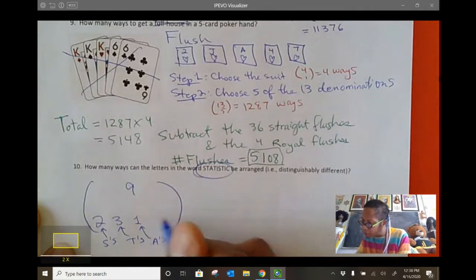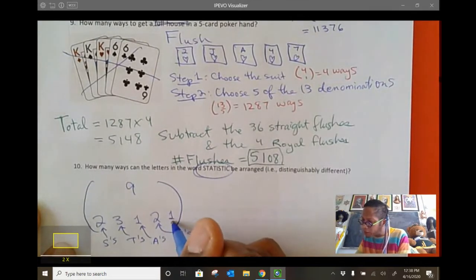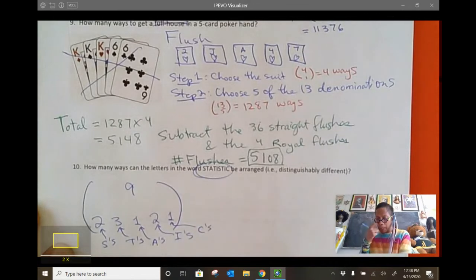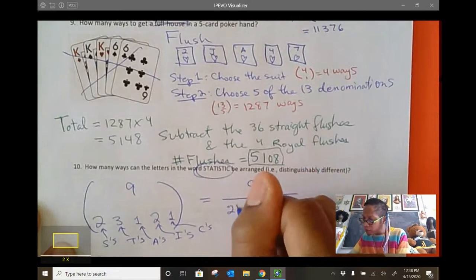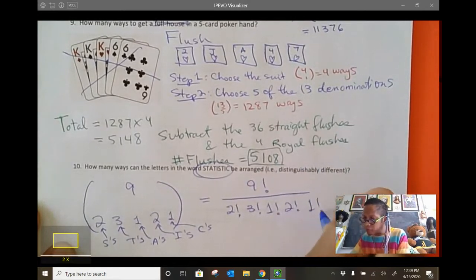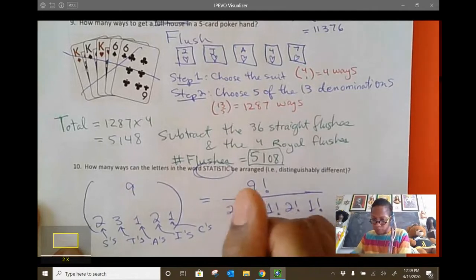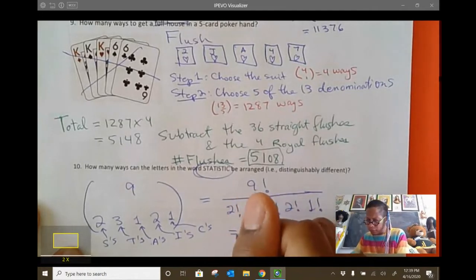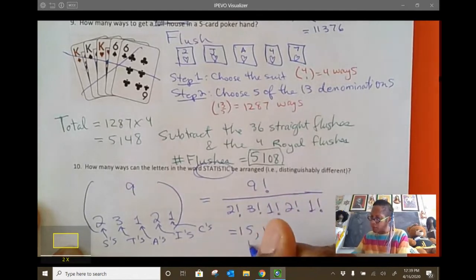I's and C's is left, right? I's, 1, 2 I's. And then lastly, 1 C, and then we're out of letters. Okay, so and then we do the math. 9 factorial over 2 factorial times 3 factorial times 1 factorial times 2 factorial times 1 factorial. And this is, use your calculator very carefully, and you'll get 15,120 ways.